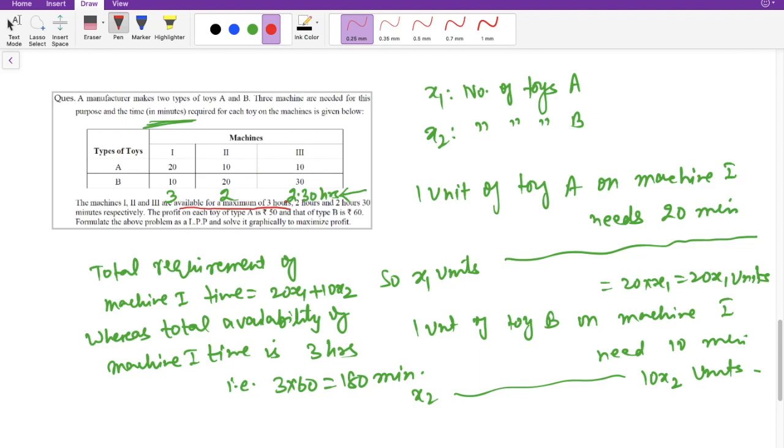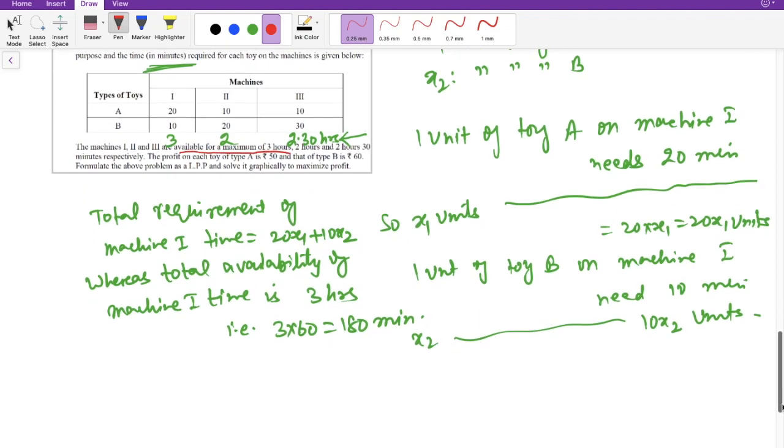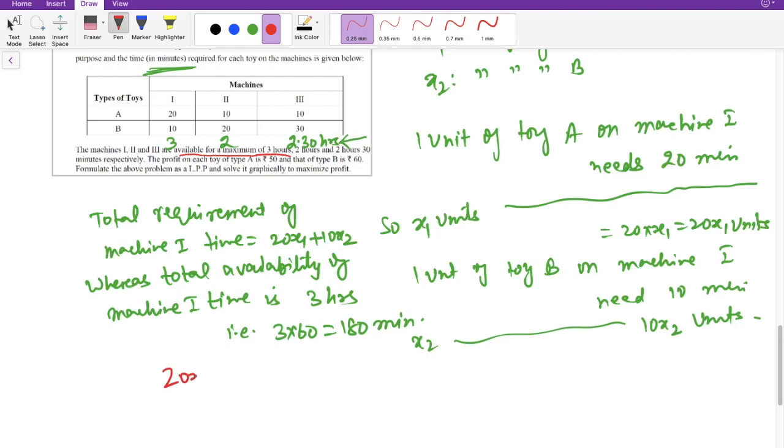So what should be the condition? Tell me. Your condition should be 20x1 plus 10x2 is equal to 180, or it should be 20x1 plus 10x2 less than or equal to 180. Just look at this yourself. They are saying 180 minutes of time is available, but is it necessary to use the whole of the time? If you have 180 minutes of time available, it means you cannot exceed this. What is more appropriate? You have to use it, or you cannot exceed it? Obviously it means you cannot exceed it.